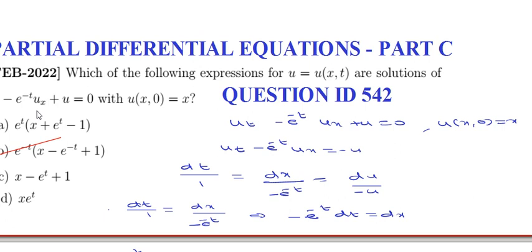So since this is a part C question, it has only one correct answer. So all other options are wrong. The other way to solve this problem is, you can substitute each of these u in the given equation, and we have to check whether this u satisfies the given equation or not. So this is one more method.